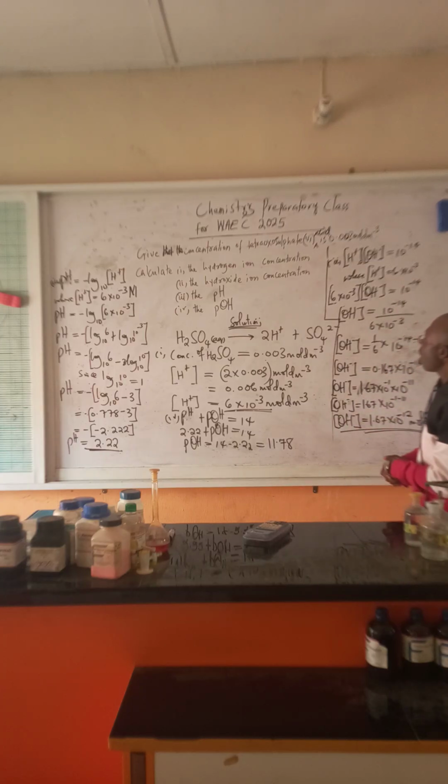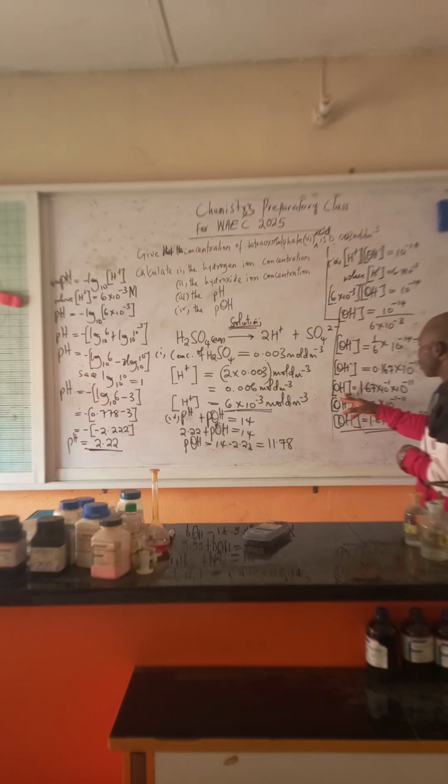minus 14. Making hydroxide ion the subject of the formula, you divide by the coefficient, which is 6 times 10 raised to the power of minus 3. That will give you that hydroxide ion will be equal to 10 raised to the power of minus 14 all over 6 times 10 raised to the power of minus 3. It means that hydroxide ion is equal to 1 over 6 multiplied by 10 raised to the power of minus 14 minus minus 3. Hydroxide ion concentration will be equal to 1 divided by 6, that will give you approximately 0.167, multiplied by 10 raised to the power of minus 14, minus times minus will give you plus 3.